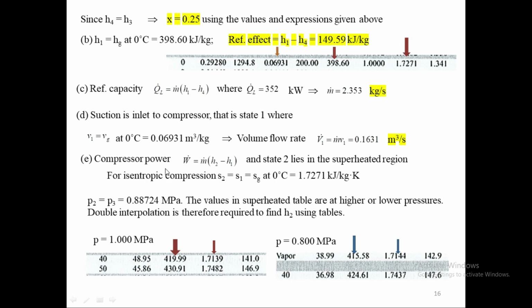Now find out E. What is E? E is the compressor power. How much power is required by the compressor? So H2 minus H1 is the amount of energy required by the compressor, multiplied by the m dot, the mass flow rate. That will give you the compressor power. So how to find out H1 and H2?